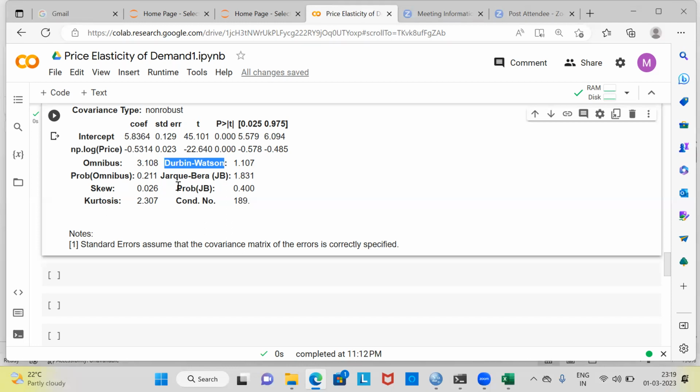You have other measures of normality like the Jarque-Bera test. The probability of the Jarque-Bera test is also displayed here, which is 0.4. Last but not the least, we have the condition number, which is on the higher side. The condition number here is 189.